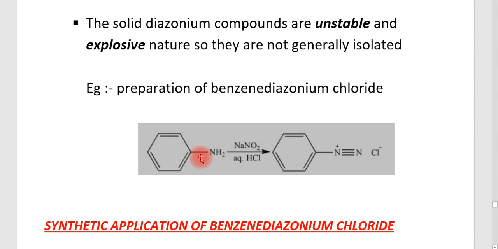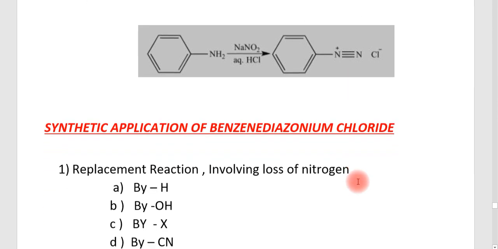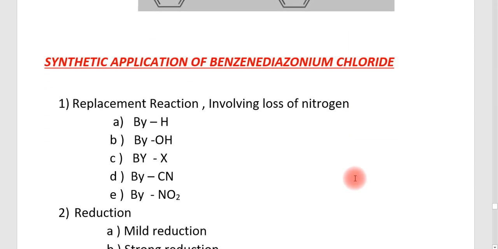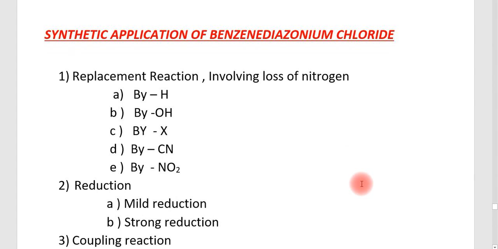It is a primary amine, and the reaction takes place in the presence of NaNO2 and HCl, and you will get a salt, benzene diazonium chloride. So that is the only preparation for you to study or to discuss in this module. And next we can see the synthetic application of this benzene diazonium chloride.